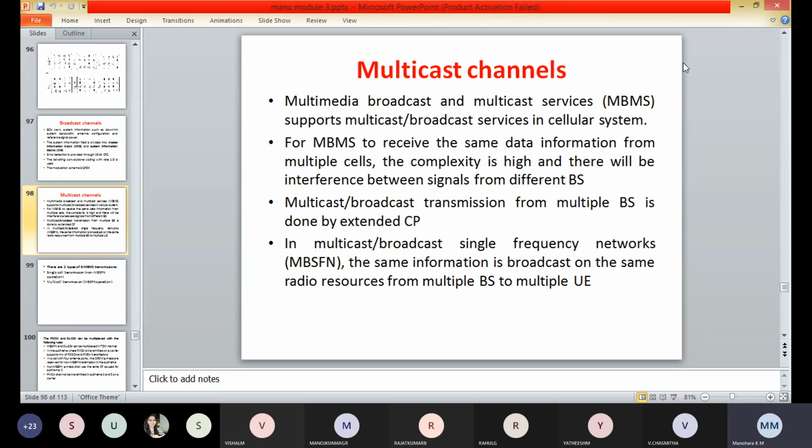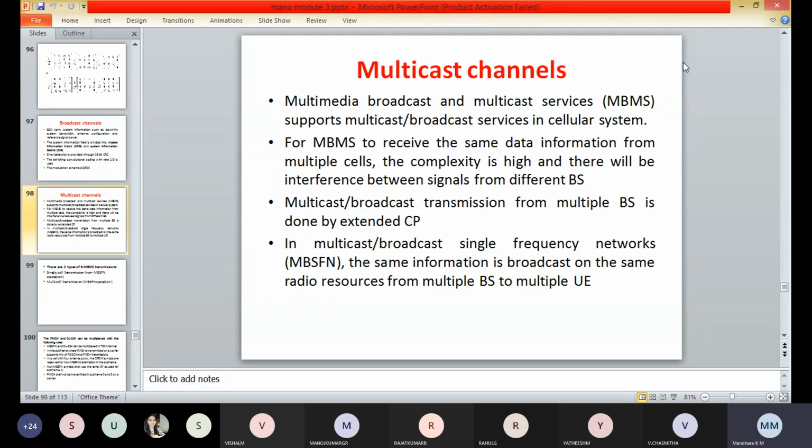For MBMS in UTRA, the receiver receives the same data information from multiple cells, so the complexity at the receiver is high and there will be interference between the signals from the different base stations. So one major design requirement for LTE is to provide enhanced support for MBMS transmission, which is called enhanced MBMS, that is eMBMS.